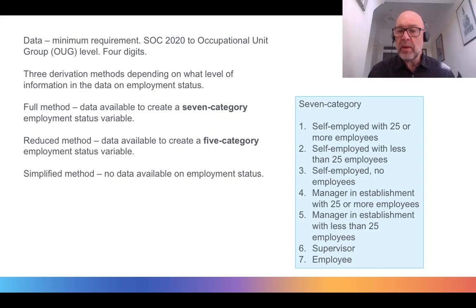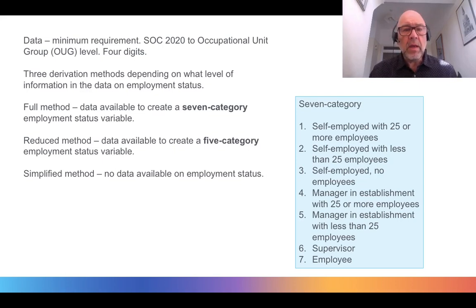Managers in a large establishment, 25 or more employees. Managers in a small establishment, less than 25 employees. A supervisor and an employee. There are issues of response bias when it comes to asking people whether they're a supervisor or not, and so you have to be careful with what you've got in your data about what actually a supervisor is and who's categorized as such, and similarly for manager.